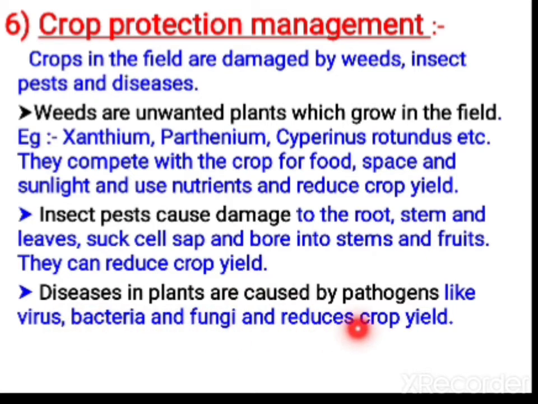And the diseases of the plants are caused by various pathogens, that is virus, bacteria, fungi. Plants also get varieties of diseases. When they are getting the disease, the yield will be reduced. When you are suffering from any disease, your work efficiency will be decreased. The same way, when the plants are suffering from disease, once again the yield of the crop will be reduced. So that's why we have to protect the plants from weeds, from insect pests and from various diseases.